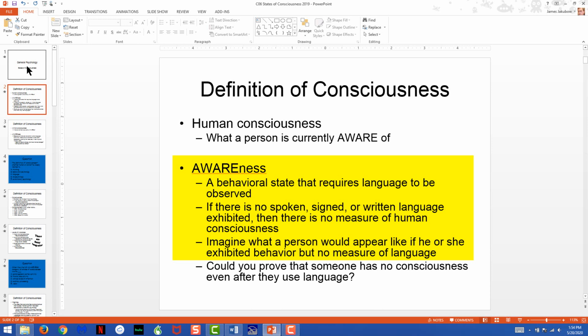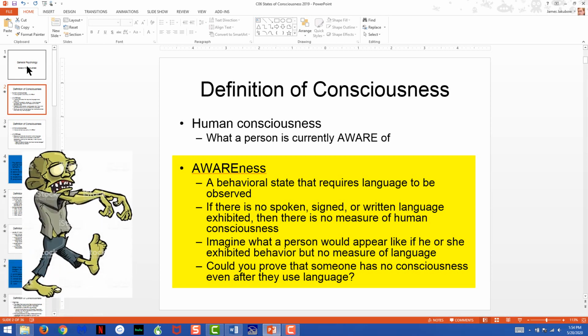Now try to imagine another old philosophical idea. Could you prove that someone has no consciousness even if they use language? Now this one seems rather odd, but it's actually an issue that has been dealt with by philosophers for a very long time. If someone speaks and can have a conversation with you, can you ensure that inside their brain there's actually conscious activity? Or is the person functioning like an automaton, like a robot?